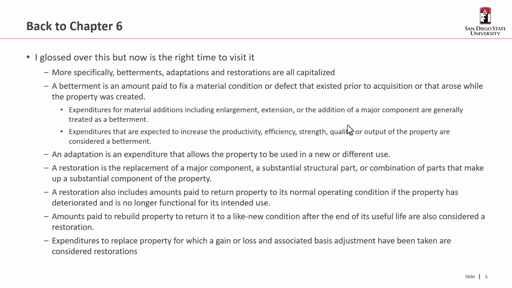An adaptation is an expenditure that allows the property to be used in a new or different use. And a restoration is the replacement of a major component, a substantial structural part, or a combination of parts that make up a substantial component of the property. So you can see there is some overlap between these three. And I don't believe they're intended to be discrete items necessarily. Can you have a betterment that feels like a restoration? I think absolutely. But at least we have some guidance to roll with.